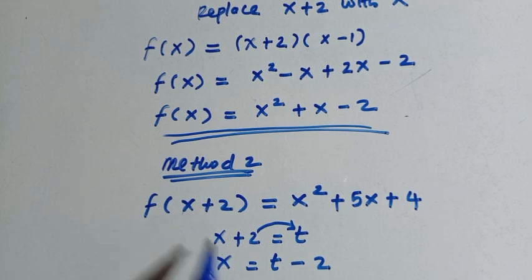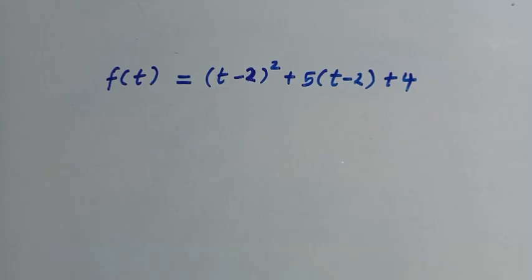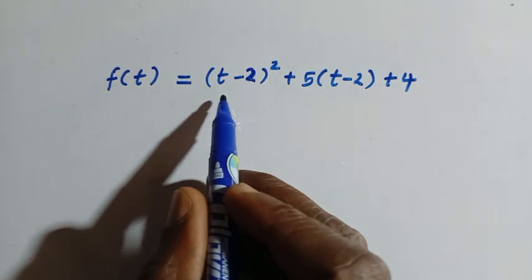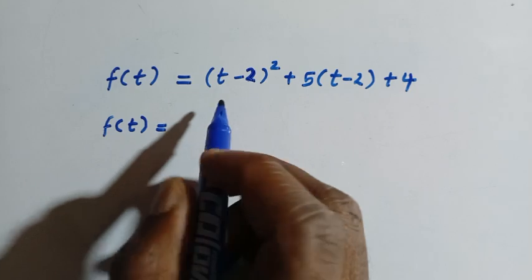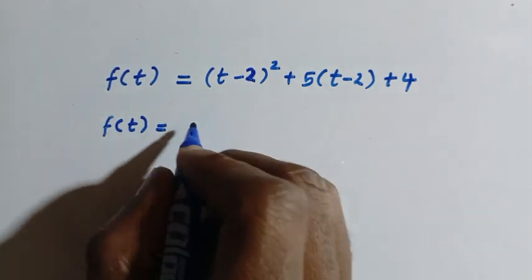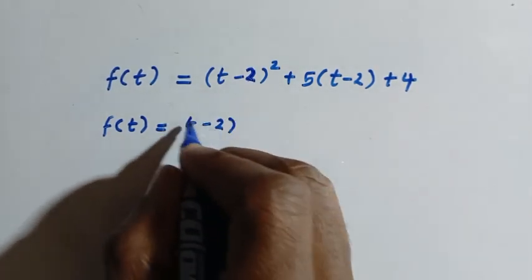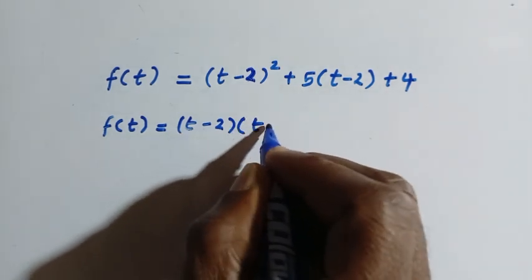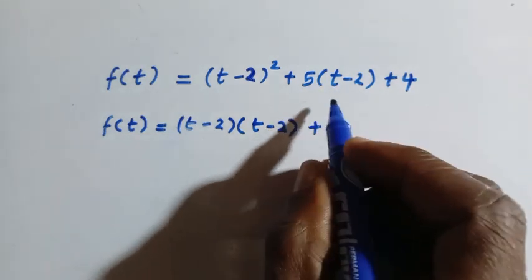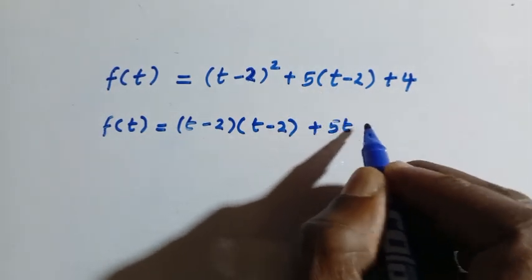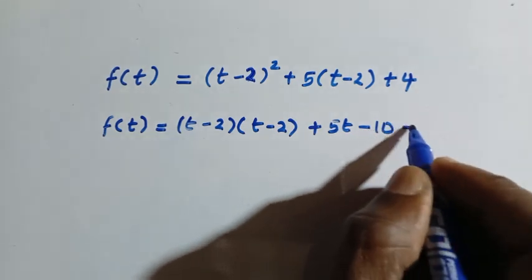So we have to come here and do the necessary replacement, and we get the same result as above. Let's see how we can substitute this. After a successful substitution, let's try to expand this. Here we have f(t) equals, we have to multiply this two times, as we have (t - 2) multiplied by (t - 2), plus, when we open this, 5 multiplied by t minus 5 times 2, that is 10, plus 4.